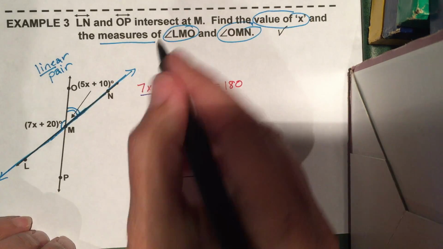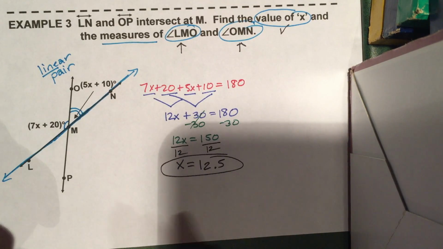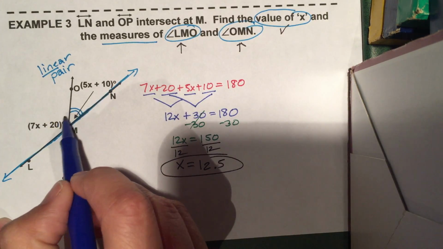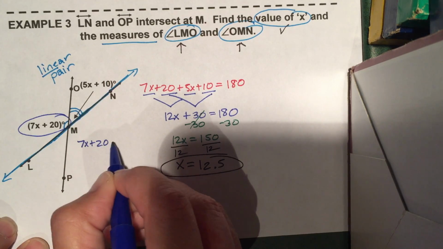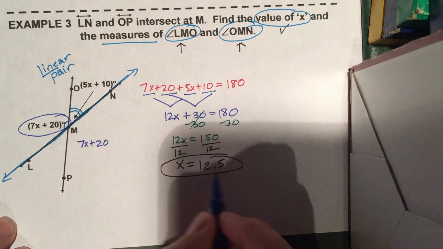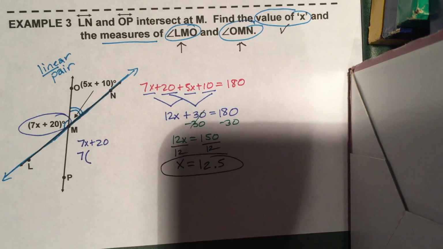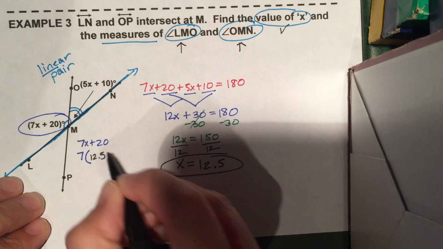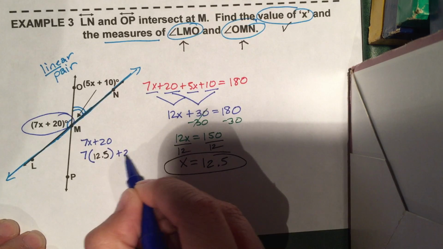Now I've got to find LMO and OMN. So I'm going to take that 12.5 and plug it in. Let's look at the first one. Let's do LMO. LMO is 7x plus 20. Let's plug in the 12.5. So I've got 7 times 12.5 plus 20. All I'm doing is plugging in.